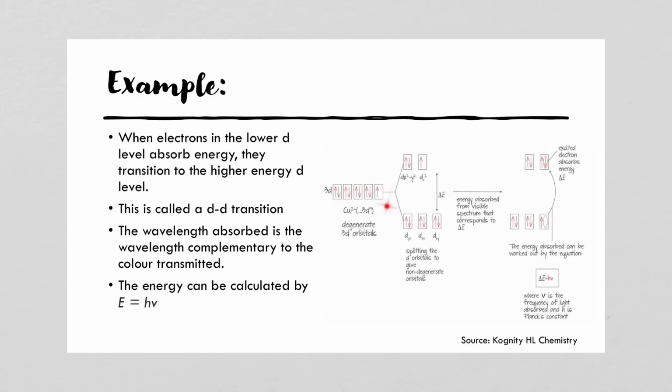So we have our degenerate 3d orbitals. Some are up here and some of them are down here. And then there's been some energy absorbed from the spectrum that corresponds to that change in energy. So it jumps to the higher energy level, and then the electrons transfer up to the higher d level, and we can calculate that difference using E equals Planck's constant times the frequency.